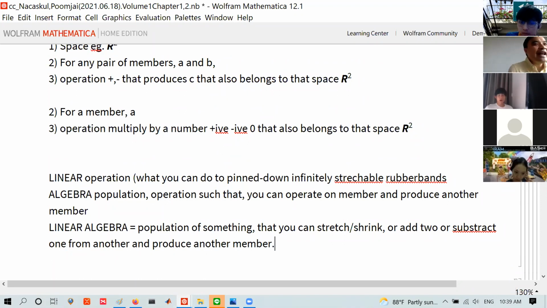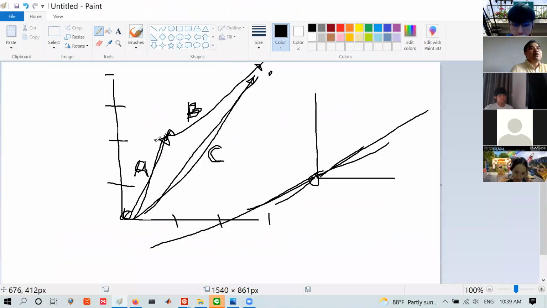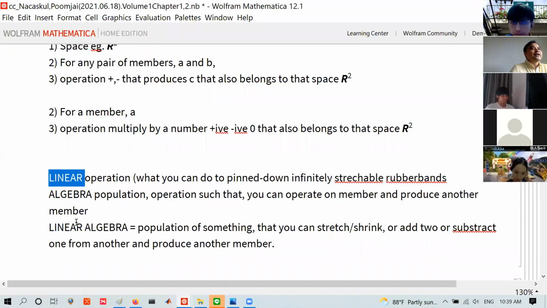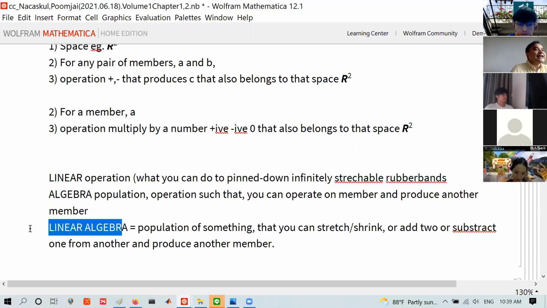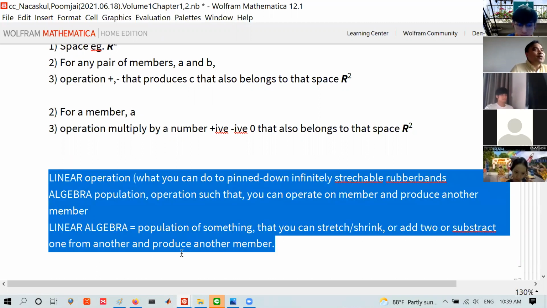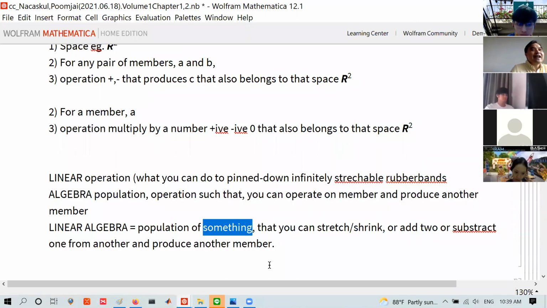Okay. Now notice something remarkable here. When I try to give you the intuitive explanation of linear, I pointed to this kind of rubber band picture. When I try to give you an intuition of algebra, I'm talking about two things and some kind of operation. It's only when I put linear to algebra that I specify what operation that is. But once I have done it, notice I say nothing about vectors.